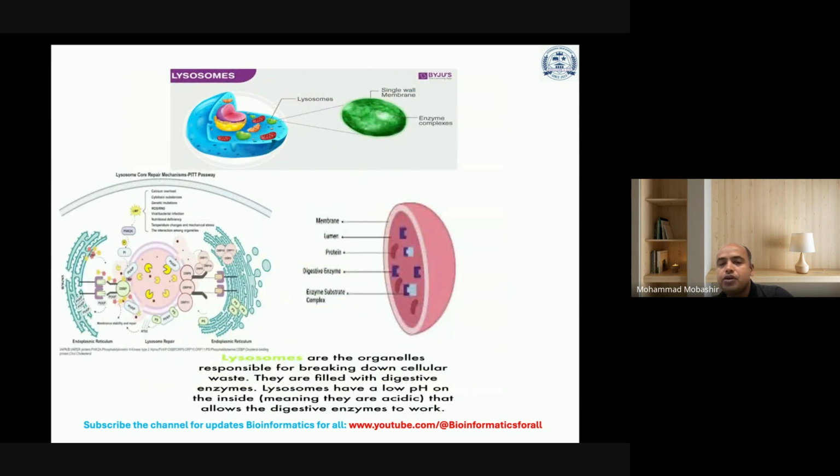Now, if you want to see how lysosomes look in terms of structure and why they are so important, there are some research papers, but here you don't need to understand the research paper. You just need to remember this one-line sentence. Lysosomes are the organelles responsible for breaking down cellular waste. They are filled with digestive enzymes. Lysosomes have a low pH on the inside, that is acidic, that allows the digestive enzymes to work.